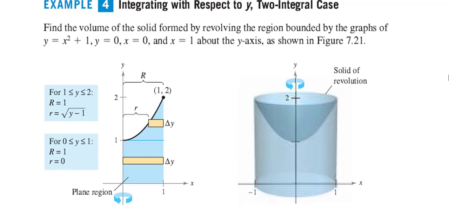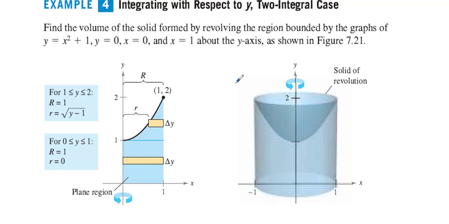Find the volume of the solid formed by revolving the region bound by the graphs of y equals x squared plus 1. Okay, right side up quadratic, shifted up 1 unit. Y equals 0, x equals 0, and x equals 1. So they're creating this region that's bound by these different equations. We're spinning it about the y-axis.